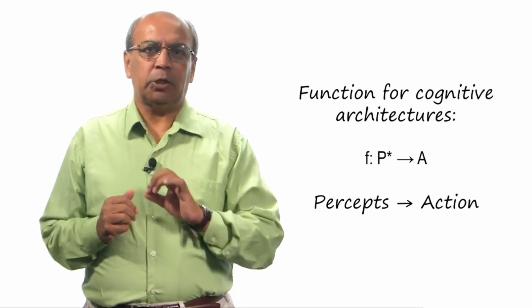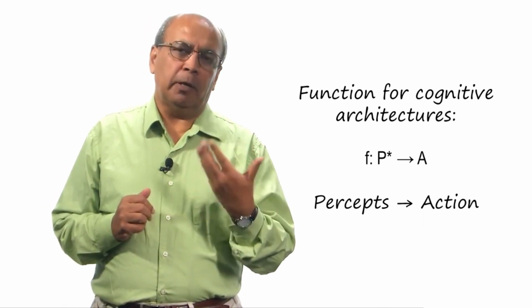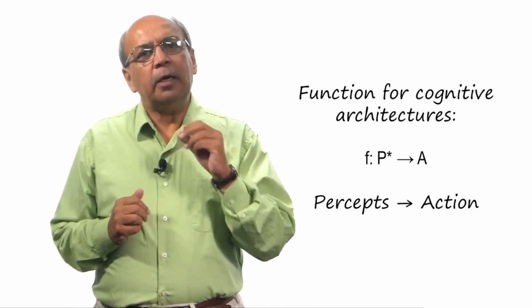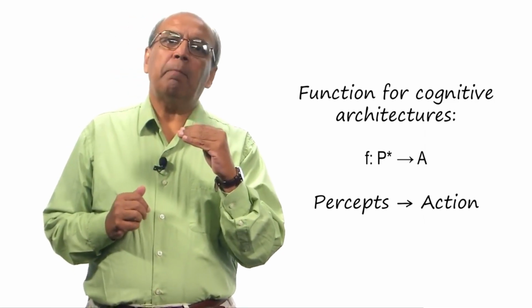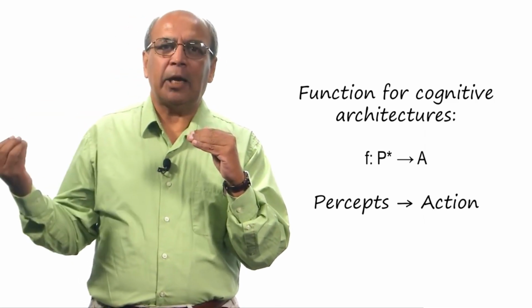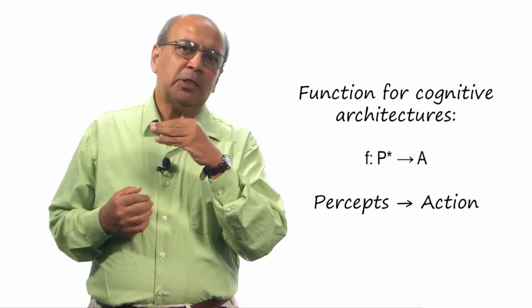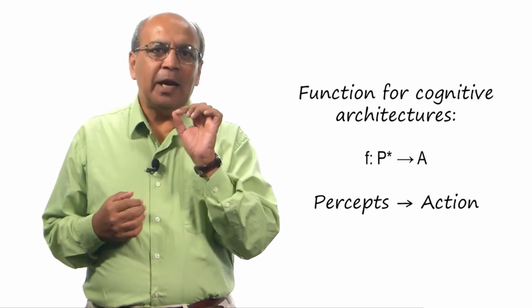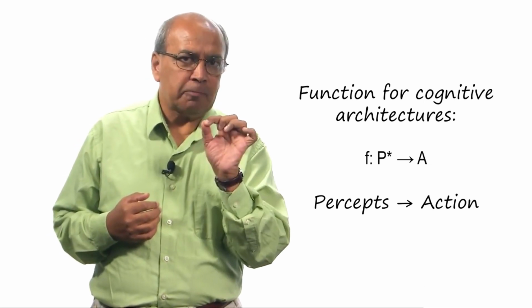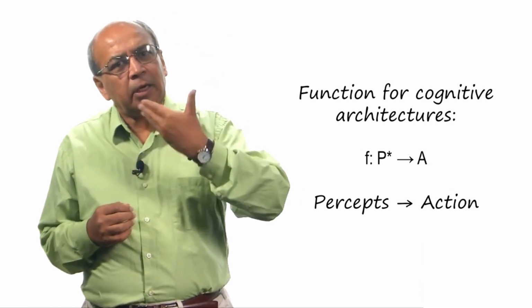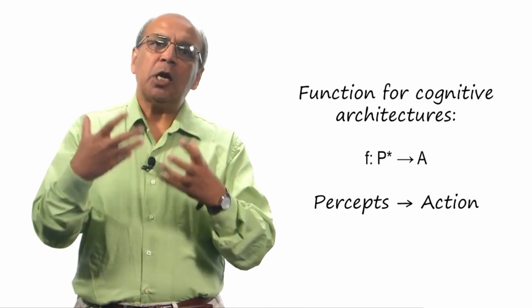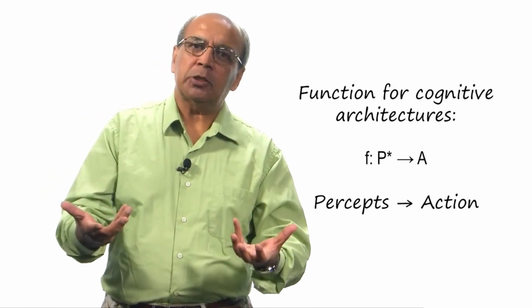Before we talk about cognitive architectures in more detail, first let us characterize what a cognitive agent is. Now, there are many views of what a cognitive agent is. Here is one characterization of a cognitive agent which is very popular in modern AI. A cognitive agent is a function that maps a perceptual history into an action. So it's P* mapped into A, where the asterisk on P stands for the history of percepts.